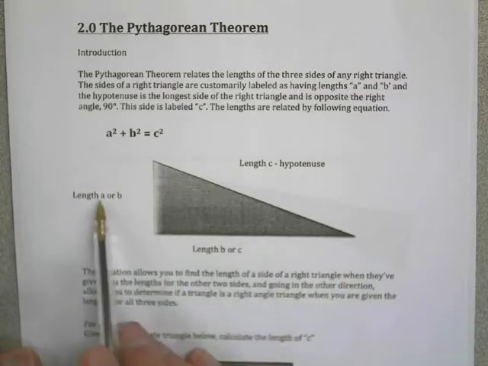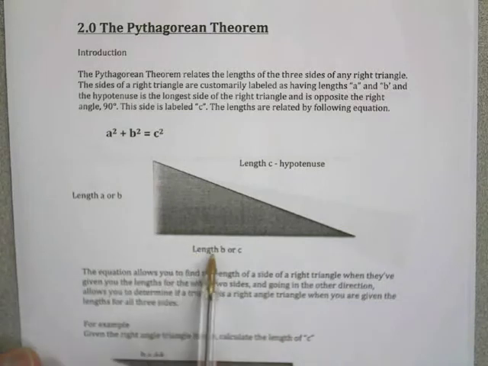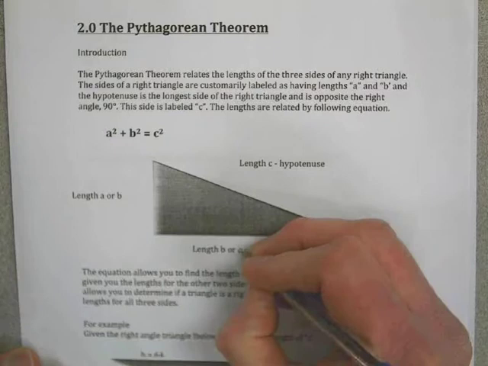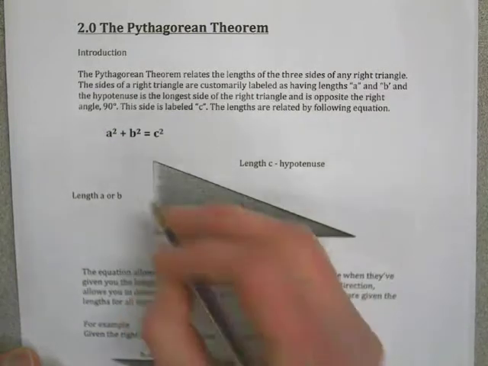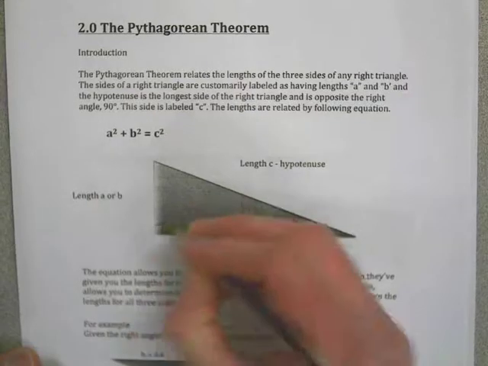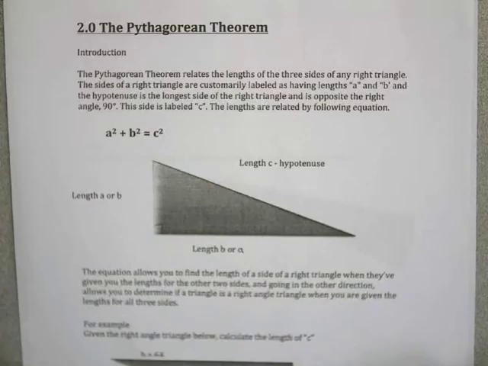You have length A or B on one side, or length B or A on the other side. And length C is always opposite the right angle. So my right angle would be here. That's opposite, and it's also the longest side, so that's a good way of identifying it.